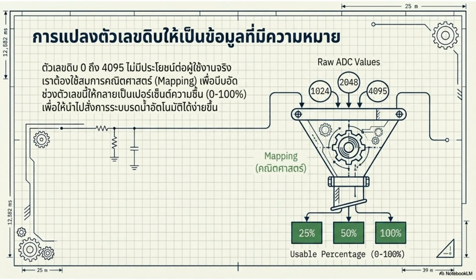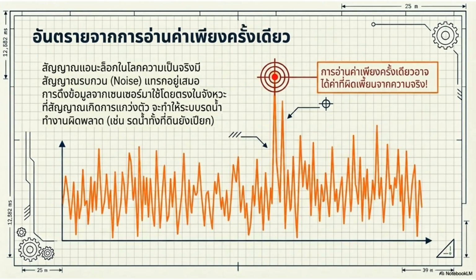To make the raw ADC values, 0 to 4,095, meaningful, we use a mathematical technique called mapping. This converts the raw values into a usable percentage, like 0 to 100%, for easier interpretation and control. Reading a sensor value just once can be dangerous due to noise in the analog signal. This single reading might be highly inaccurate, leading to system errors, such as watering soil that is already wet.